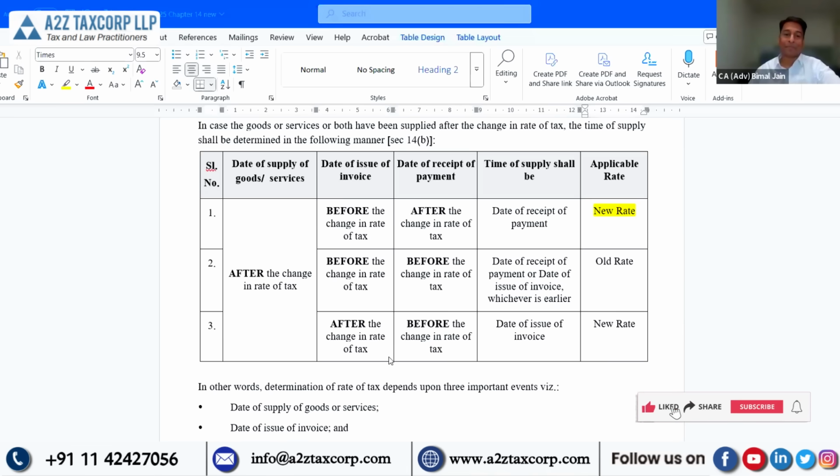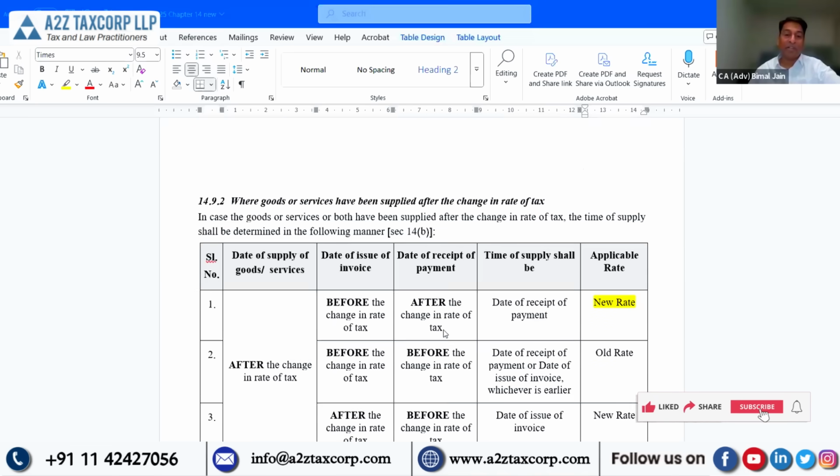Third situation, supply after 22nd September. Invoice is after 22nd September, but payment received prior to 22nd September. New rate applicable, 2 out of 3 after 22nd September, new rate applicable. And here no challenge because invoice is also being raised after 22nd September 2025.